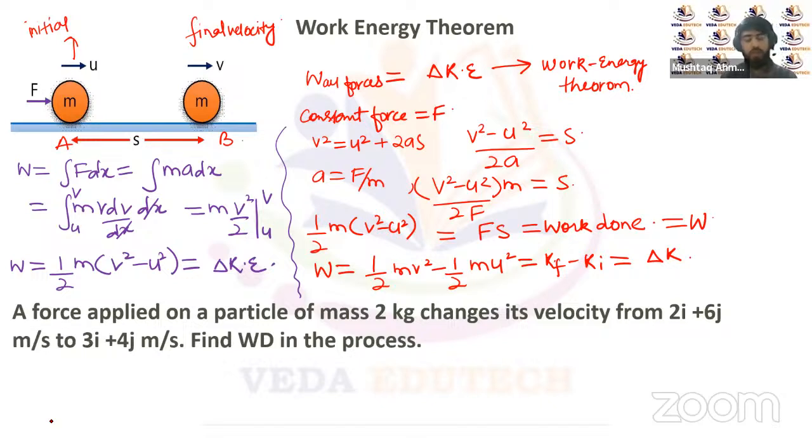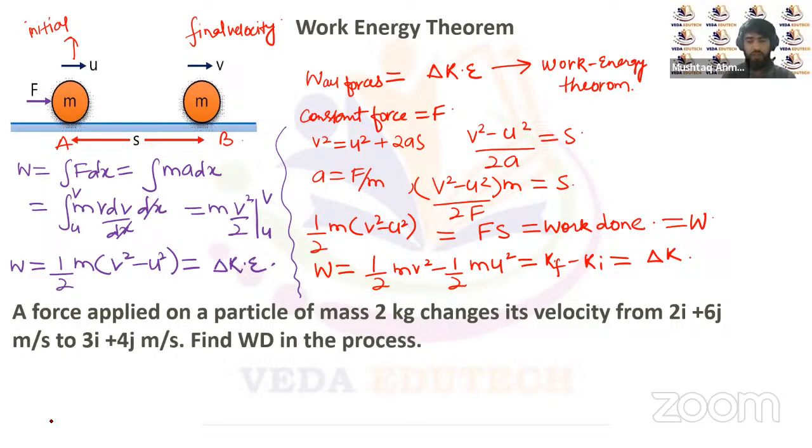You can see in this question, a force applied on a particle of mass 2 kg changed its velocity from 2 i cap plus 6 j cap meter per second to 3 i cap plus 4 j cap meter per second. We have to find the work done in the process, right? So velocity has changed.